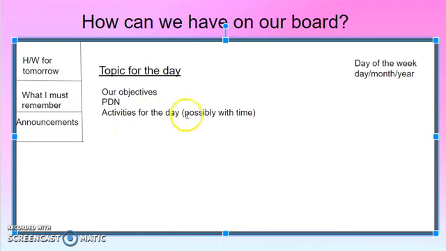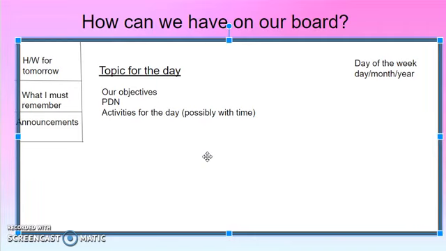And then what are the activities for the day? Possibly with a time limit. So 10 minutes for this and 5 minutes for that. It's up to you. So have this on your board. You can have it every day. The structure can remain the same, and it just changes if there's something special happening. That's just an idea of what your board can look like, and that can be the routine for your board.